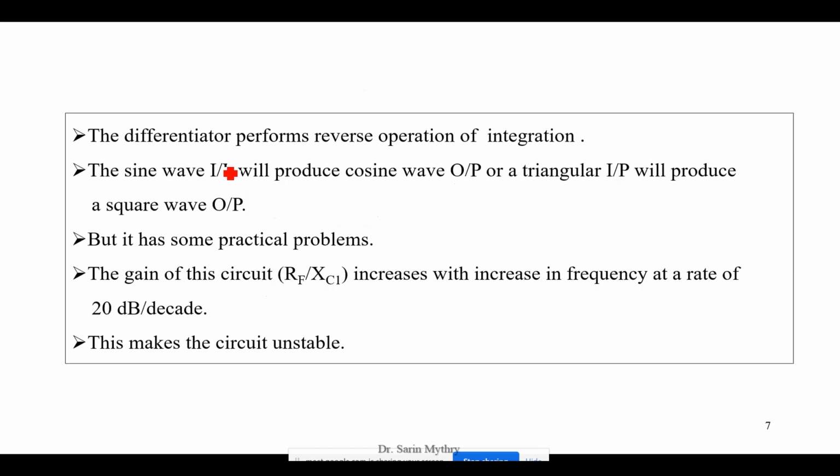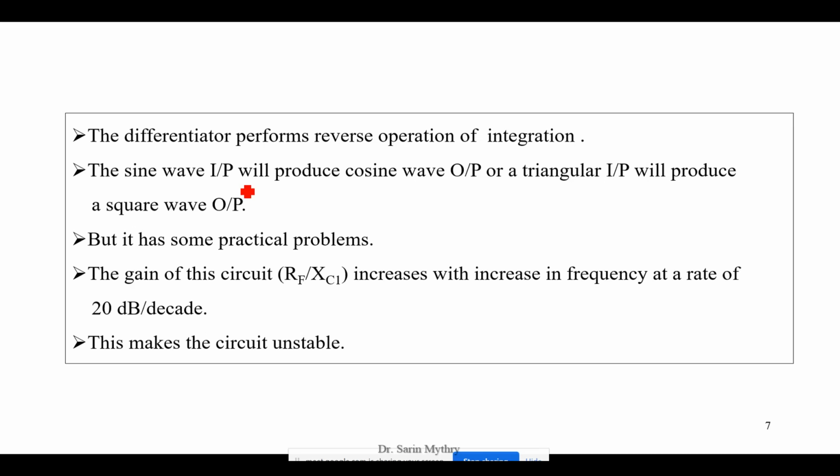From this we can say the differentiator performs the reverse operation of integration. A sine wave input will produce a cosine wave output, or a triangular wave input will produce a square wave output. It's exactly the opposite of integration, but it has some practical problems.